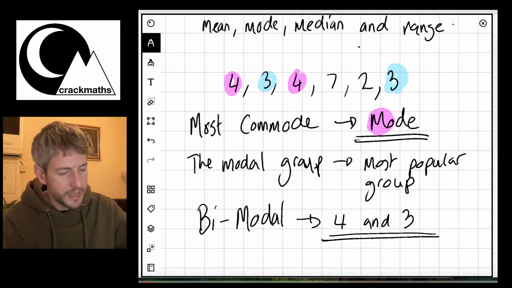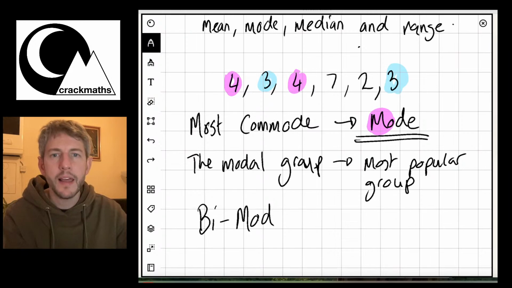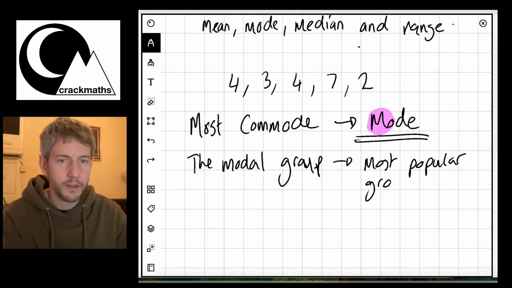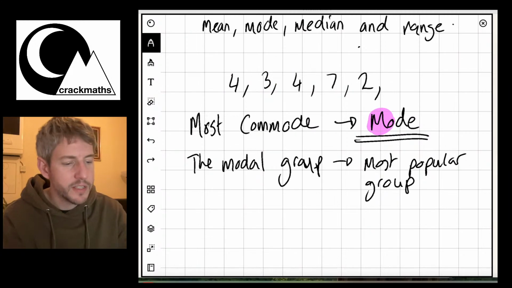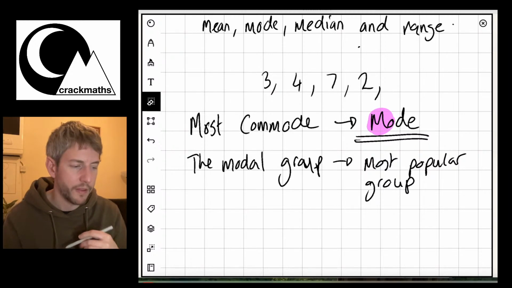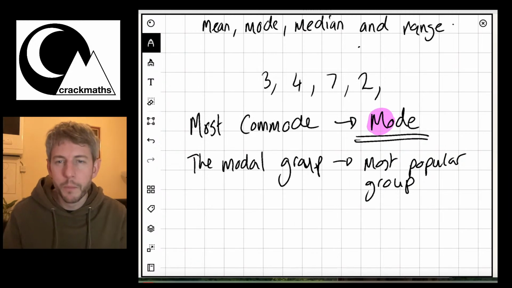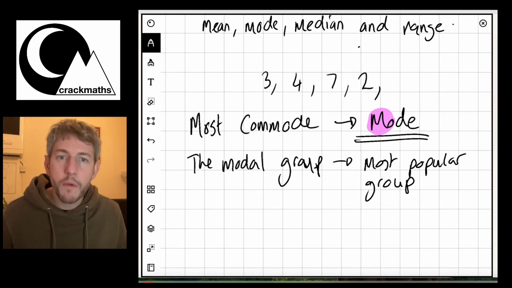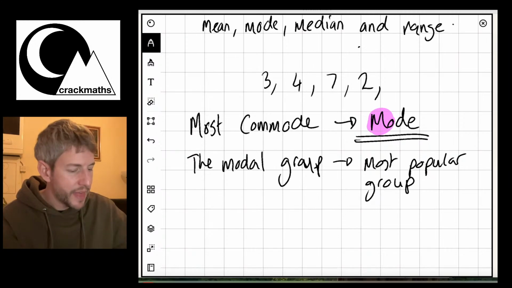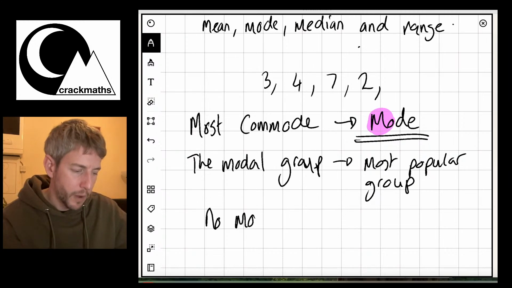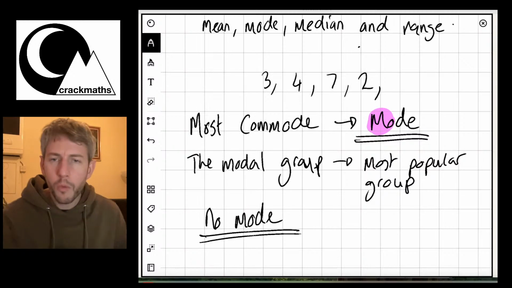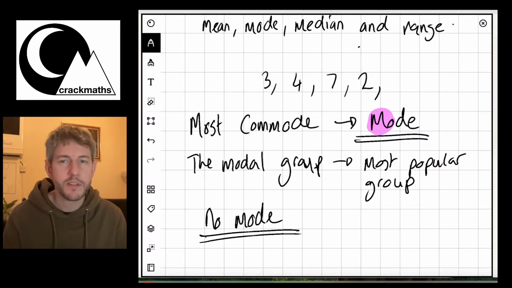Right, let's get rid of all that again, and let me adjust the data in a different way. Let's say I just get rid of this 4 altogether. Now, in this situation, we've got the same number of every single item. So with this one, we would say that there is no mode. If all the data has the same occurrence, then there's not going to be any mode.